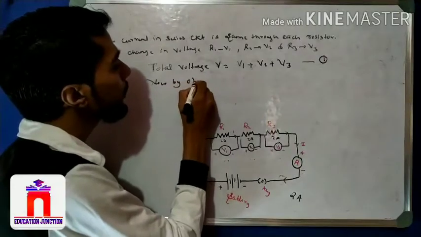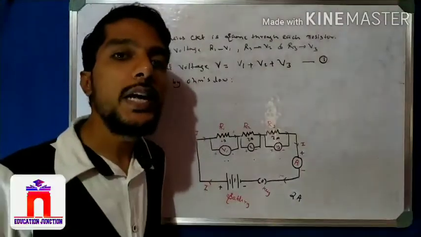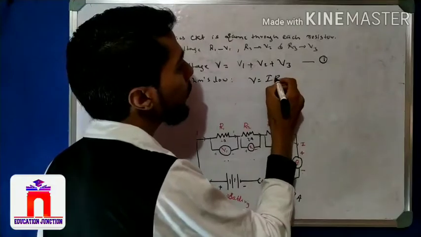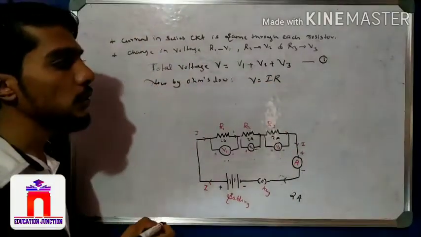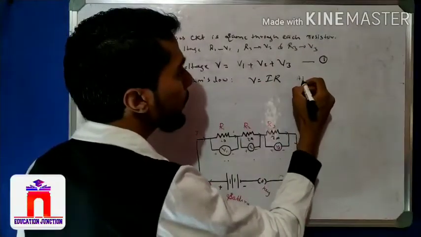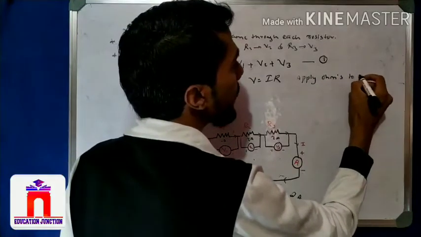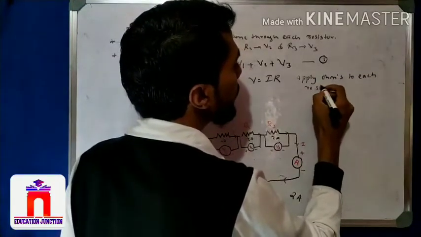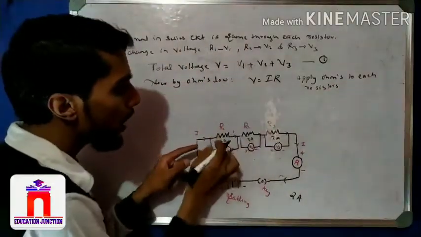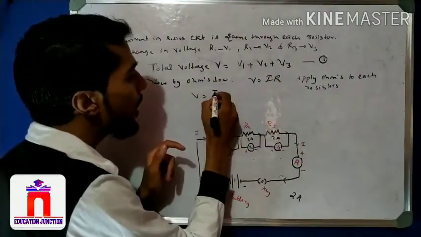Now, by Ohm's law, we know the relationship between voltage and current: V is equal to IR. Now apply Ohm's law to each resistor. Here, for resistor R1, V is equal to IR.